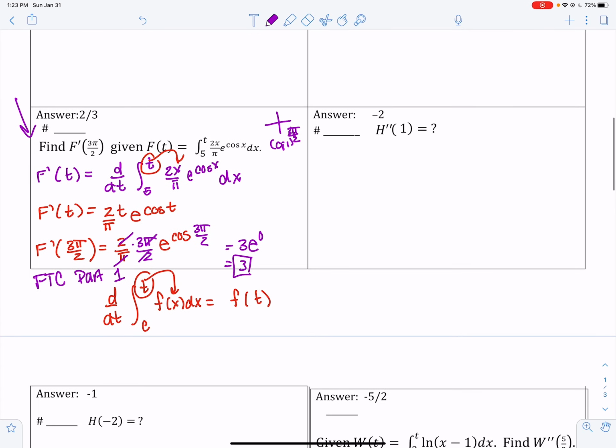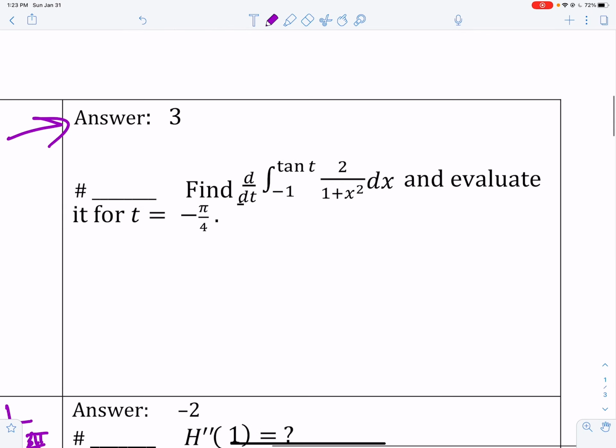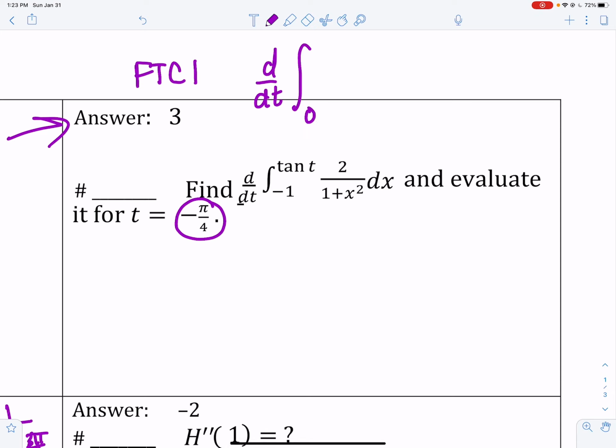Okay, that takes us to our next cell over here. And now we're going to use FTC for this one, same thing. You want to find the derivative of this integral, at negative pi over 4. So this is also part 1. However, we're going to use the format where you take the derivative of the integral from 0 to some other function, g of t, h of t. Okay, I'll use g of t. I think that's what we have in the notes. And then you have the function with respect to a different variable, dx.